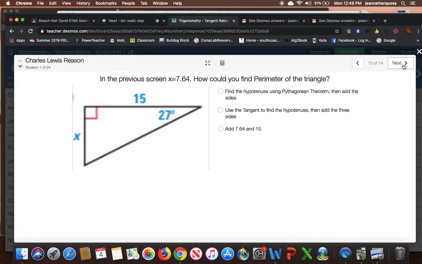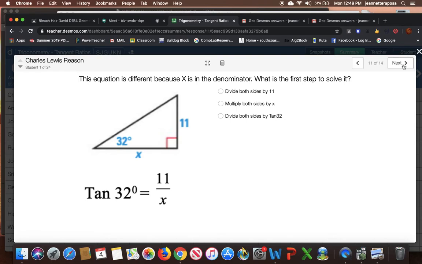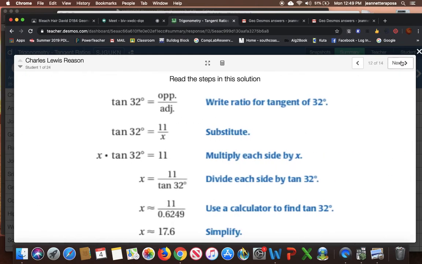So let's go on to frame 11. These are a little more challenging because the variable that we need to solve for is not in the numerator of the ratio, it's in the denominator. So on this side, you need to multiply by what you're dividing by. So multiply each side by x, and that's how you start that off. And then when you're all done, you'll end up with x times the tangent of 32 degrees is equal to 11. So you just divide each side by the tangent of 32 degrees. Remember, the tangent of 32 degrees is just some decimal number.